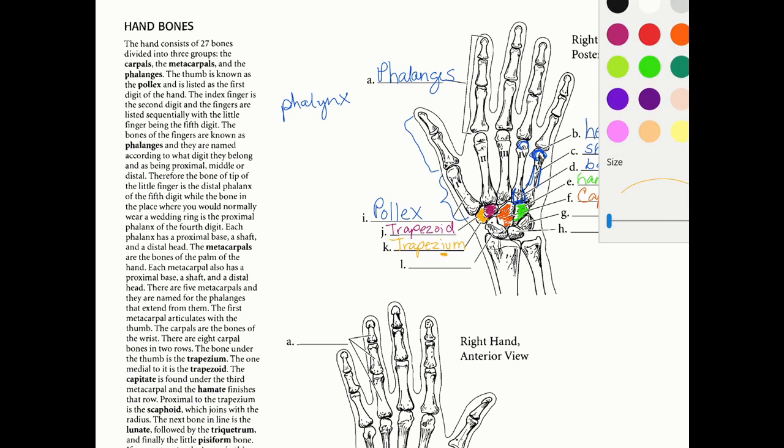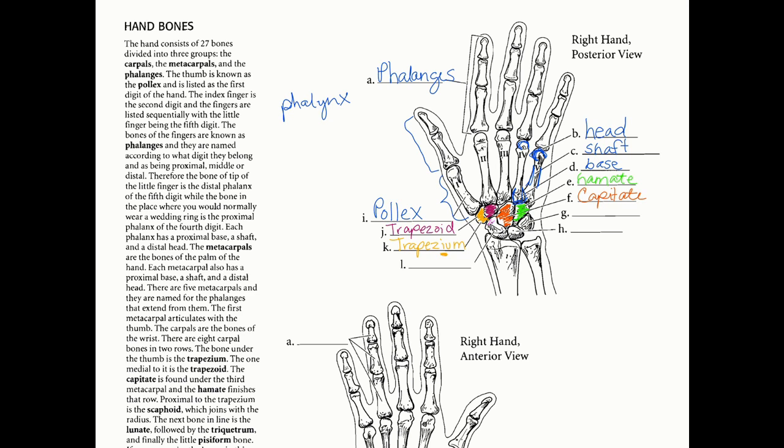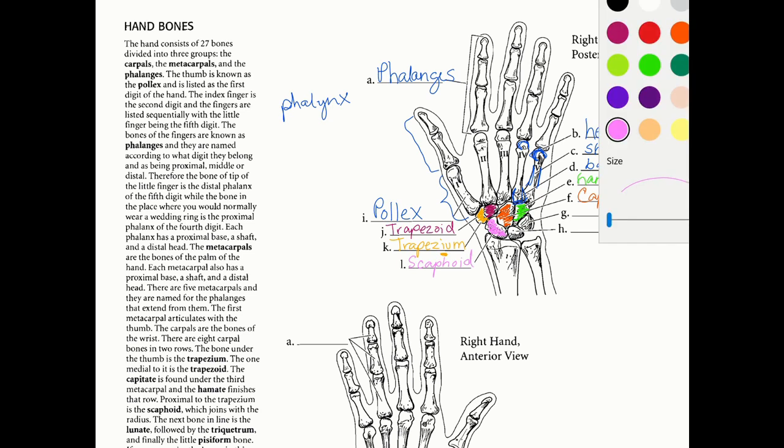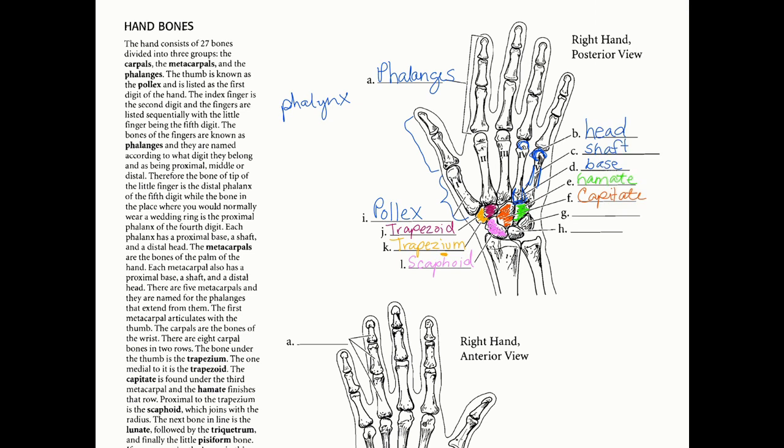If we go more proximal, we've got this guy here, which is L. This is our scaphoid. If we move medial to the scaphoid, we've got H. H is the lunate.